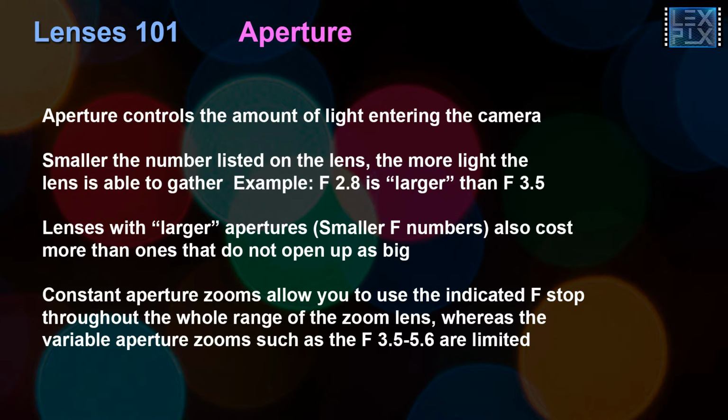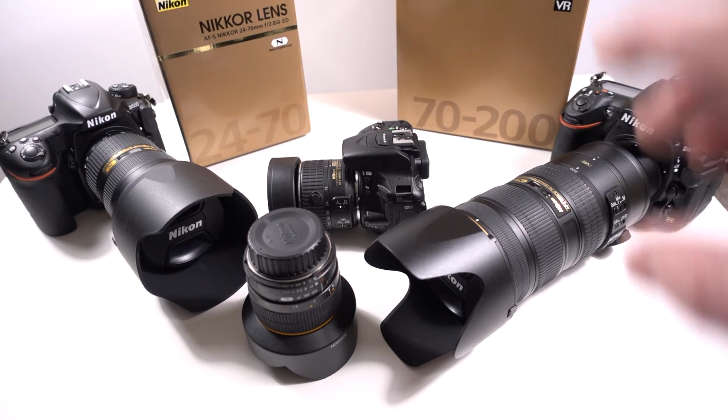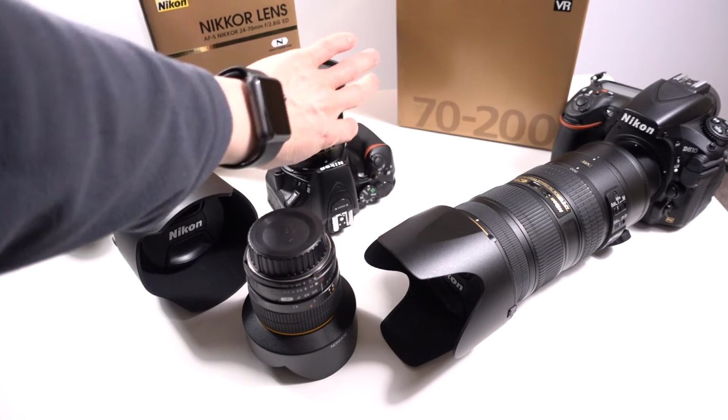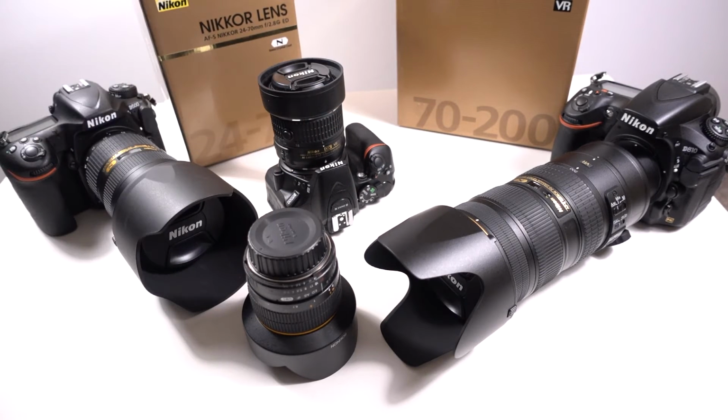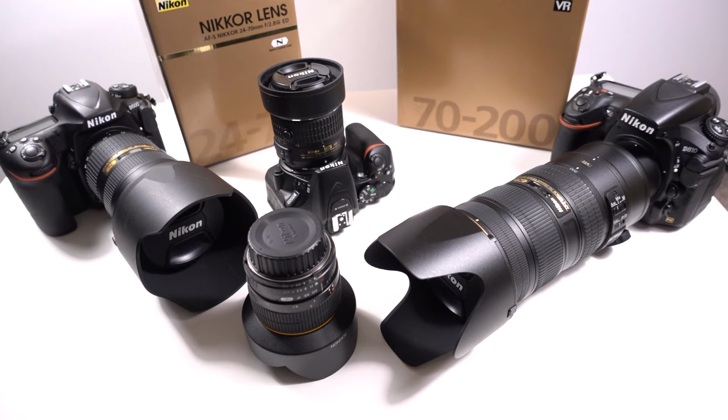Lenses with a larger aperture or smaller f number also cost more than ones that do not open up as big. So yeah, they're going to cost a lot more. Like I got the kit lens here, the 18 to 55 that came with the camera. I think you can buy that for like 150 bucks. But that's a 3.5 to 5.6, which is called variable aperture. It's not a constant aperture, and I'll talk about that in a second.